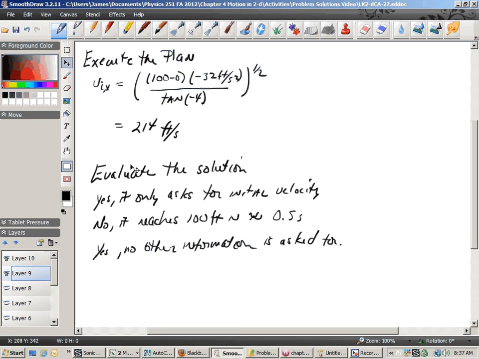In evaluating the solution, we ask several questions. One of them is, is the answer properly stated? Yes, it only asks for the initial velocity, which we have given. Is it reasonable? Is it unreasonable? No, it's not unreasonable. It reaches 100 feet in about half a second, which we would consider to be a reasonable time. And is the answer complete? Yes, no other information is asked for.